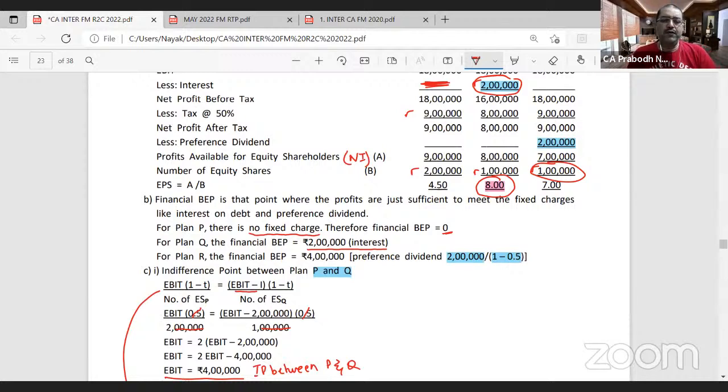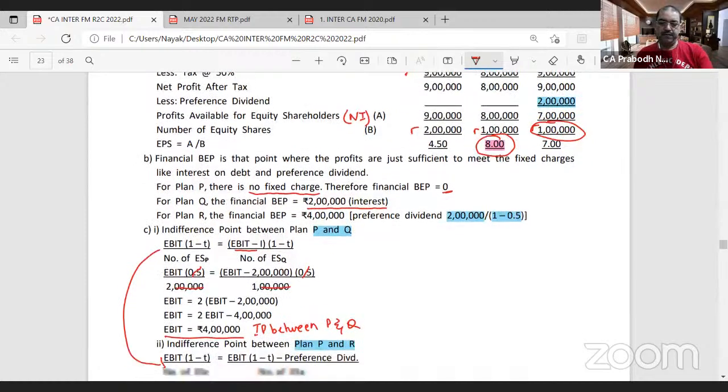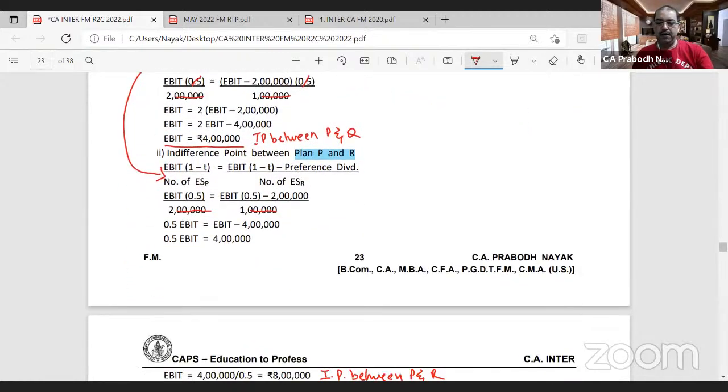But you don't have to write it individually. You can just write the range of all the three financial plans. The minimum is 0. The maximum is 8 lakhs. So this is the indifference zone. The EBIT ranges from 0 to 8 lakhs. Yes, sir.